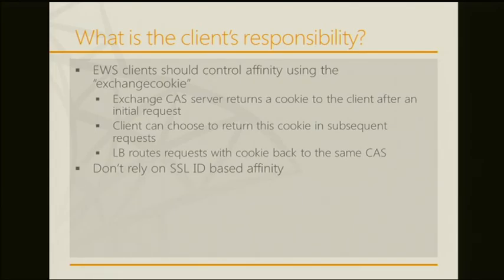You know, this last bullet, it's a good idea not to rely on SSL-based Affinity, or client IP-based Affinity. You don't want to rely on that because it's not manageable. We'll talk a little bit about when you want to build out scale. These are more fallback Affinity policies that would ensure a client that doesn't know how to manage Affinity, or isn't doing that, is getting back to the same CAS server so that their state information is maintained if they're doing stateful operations in EWS or MAPI or something.